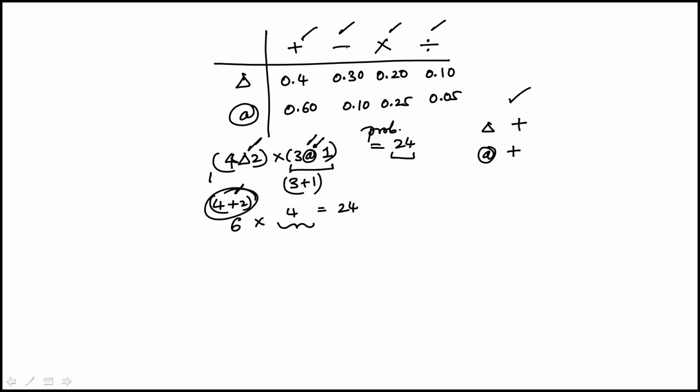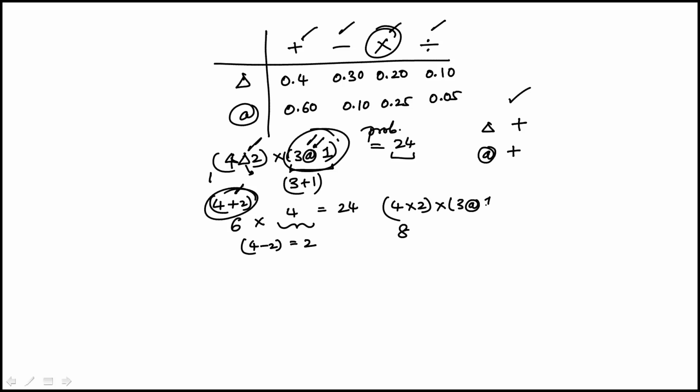If I move to the triangle being minus, now I get 4 minus 2, which is 2. But then there's no way I can get a 12 here. So minus also doesn't work for a triangle. Then next I do multiplication for triangle. So that becomes 8.